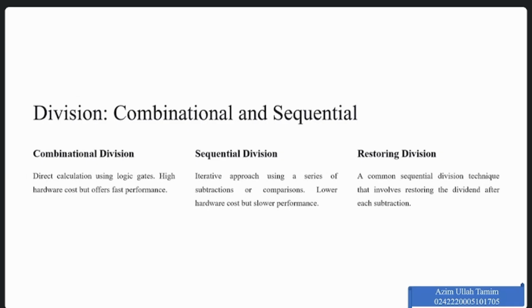So, division, combinational and sequential. Combinational division, direct calculation using logic gates, high hardware cost but offers fast performance. Sequential division, iterative approach using a series of subtractions or comparisons, lower hardware cost but slower performance. Restoring division, a common sequential division technique that involves restoring the dividend after its subtraction.